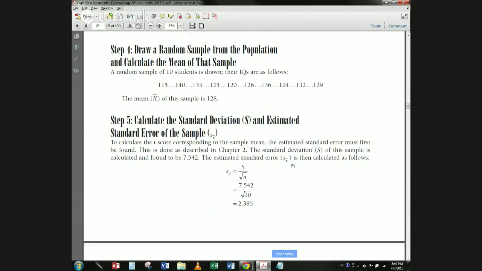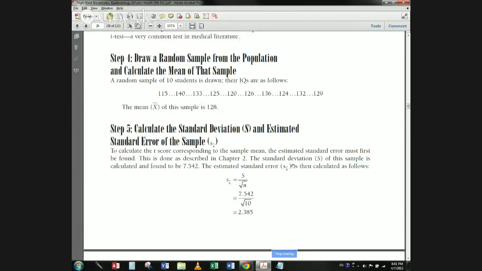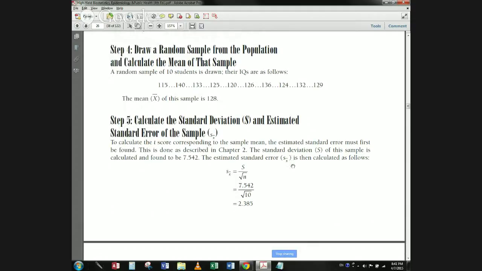Step 4. Draw a random sample from the population and calculate the mean of that sample. So a random sample of 10 students is drawn. Their IQs are as follows: 115, 140, 133, 125, 120, 126, 136, 124, 132, and 129. And the mean of this sample is 128.